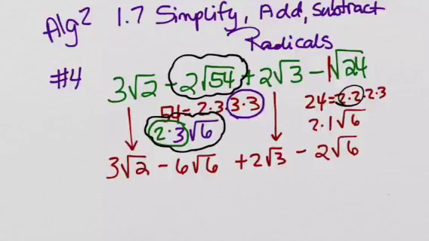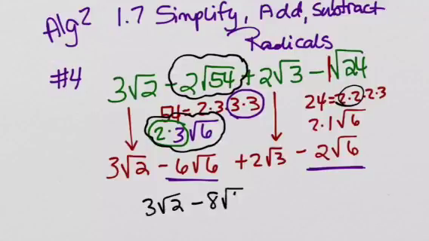So now that I've simplified each of the radicals, hopefully you can see that this negative 6 square root of 6 is a like term with negative 2 square root of 6. When I combine my like terms, I end up with 3 square root 2 minus 8 square roots of 6 plus 2 square roots of 3. And that's your final answer right there.